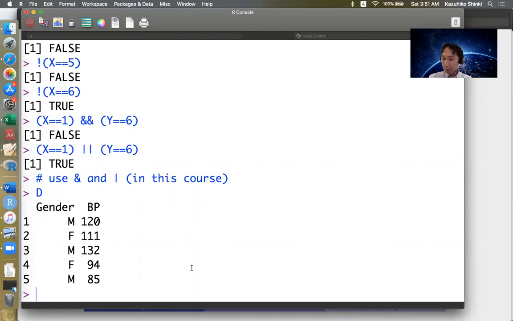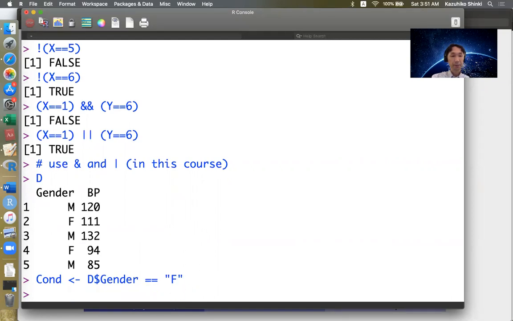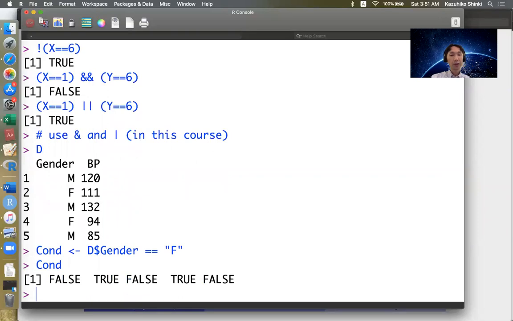So how to do that? We define a vector, COND, for condition. We focus on the gender vector of D, and we want to see if this is equal to F, female. Then it returns false, true, false, true, false, because the M is not F, and F is F. So false, true, false, true, false.